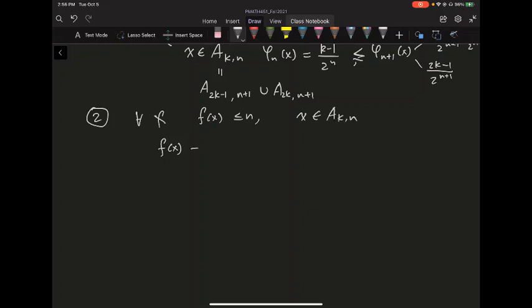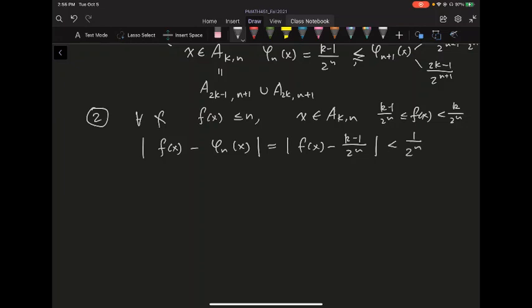So f of x minus phi n of x is just equal to f of x minus (k minus 1) over 2 to the n. And because x is inside this A_{k,n}, f of x is greater than or equal to (k minus 1) over 2 to the n, but less than k over 2 to the n. So it's inside this small interval of length 1 over 2 to the n. So f of x minus (k minus 1) over 2 to the n is at most 1 over 2 to the n. Okay.